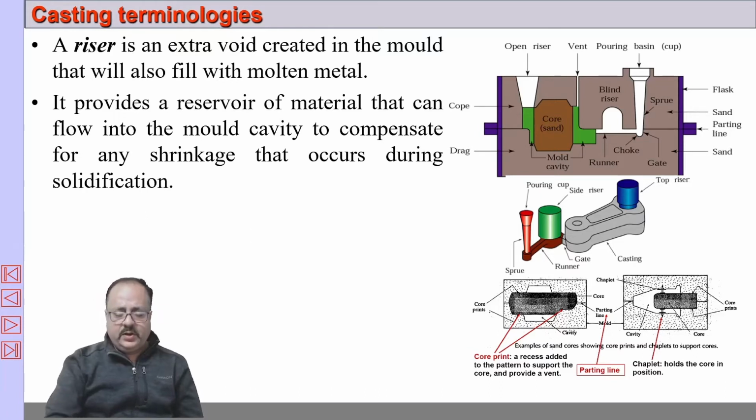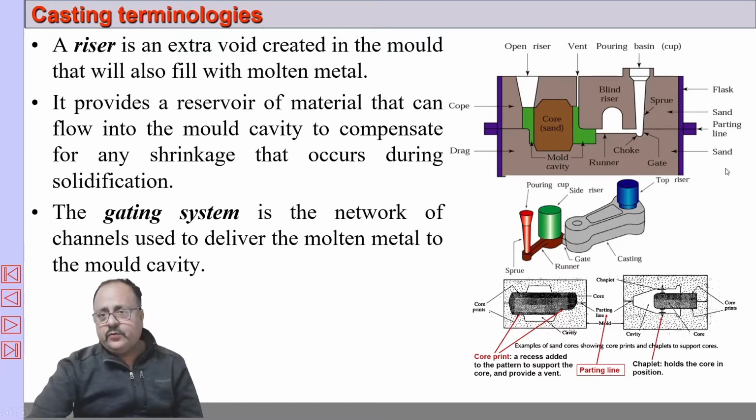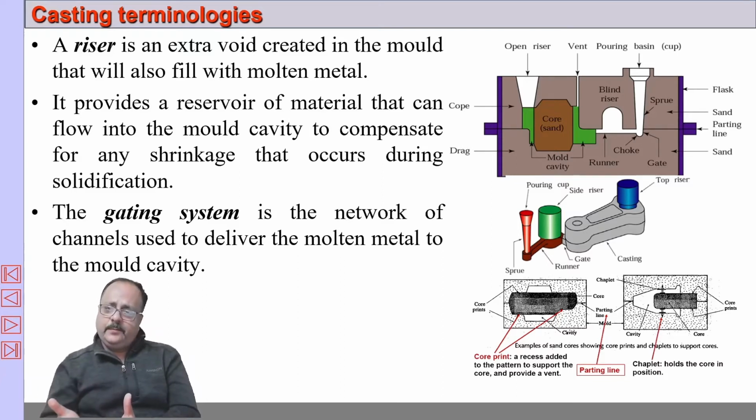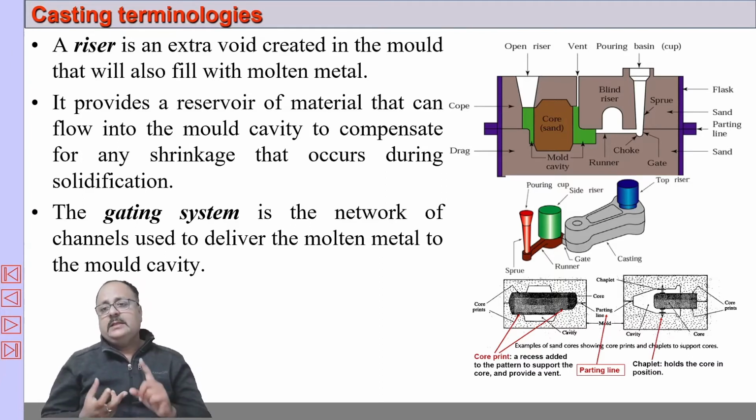The gating system is a network of channels that is used to deliver the molten metal to the mold cavity. Now we have made the mold. Now we have to deliver the molten metal from the top to the mold cavity. The network of channels that is used to deliver the molten metal from the top to the mold cavity is called the gating system. The gating system consists of the pouring basin, the sprue, the runner, and the gate. Four components are there: pouring basin, sprue, runner, and gate.